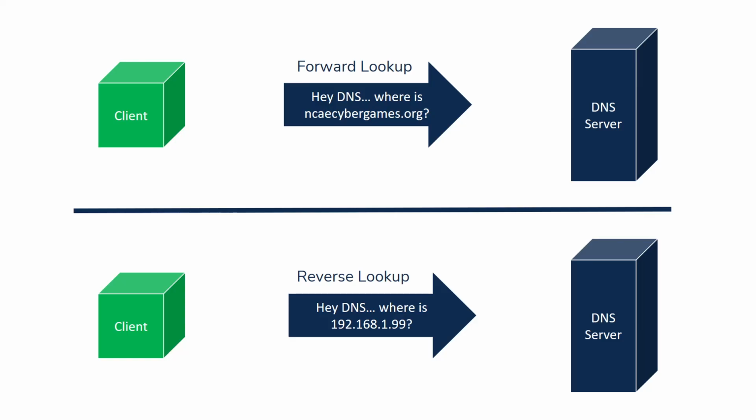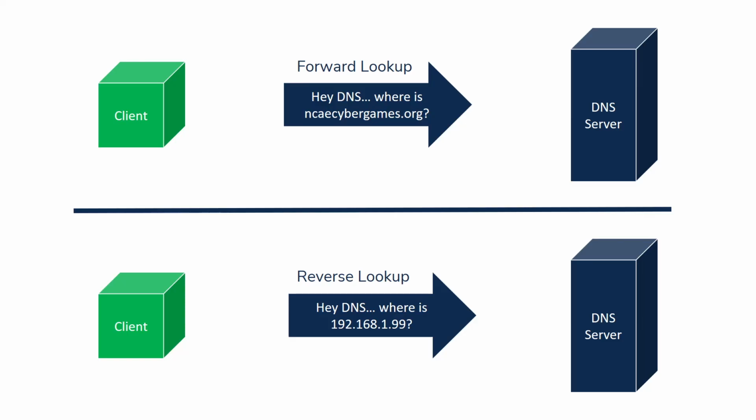As a client computer, you can go to a DNS server and say, I have a domain name. Can you please tell me if you know the IP address that's associated with this domain name? So the client here is showing on the top in the forward lookup, hey DNS, where is ncaecybergames.org? And then the DNS server, if it has a record of that inside its configuration, would be able to respond to the client and say, this is the IP address that you're actually looking for.